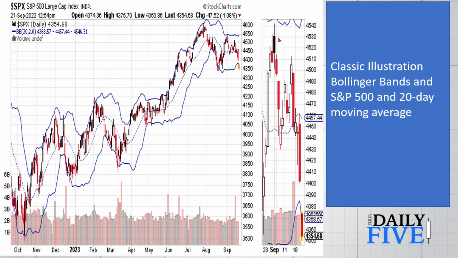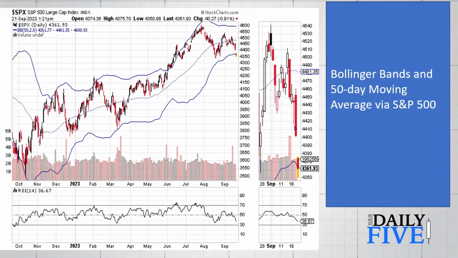So a closer look here shows you that as of September 21st, 2023, the S&P 500 was trading well outside the lower Bollinger Band. And so some kind of a rebound is certainly to be expected here. And of course, the key is what happens at that 20-day moving average.